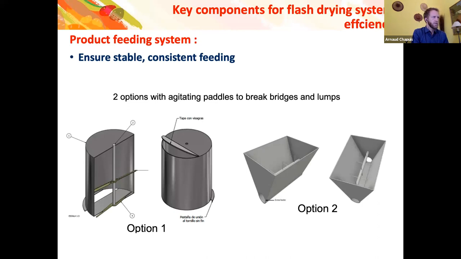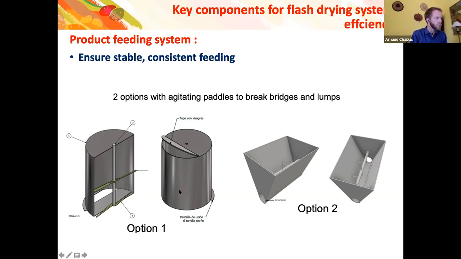Okay, so let's talk about the feeding system. That is another very important piece of equipment. The main function of the feeding system is to ensure stable and consistent feeding. The first part of the feeding system is the hopper. As you know, wet flour is a sticky product that tends to form lumps and bridges. So you will need a hopper equipped with agitating paddles to break the lumps and the bridges and avoid interruption of the material feeding.